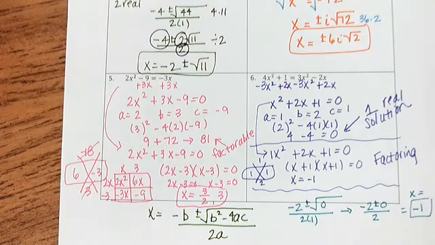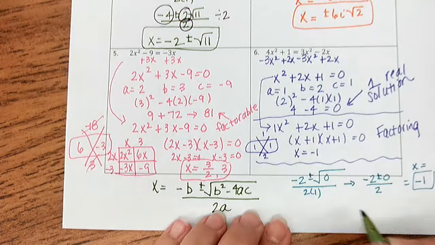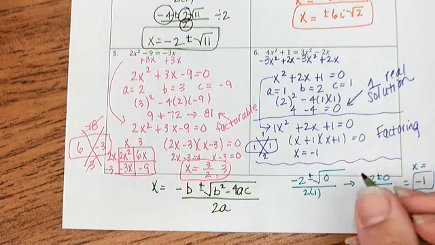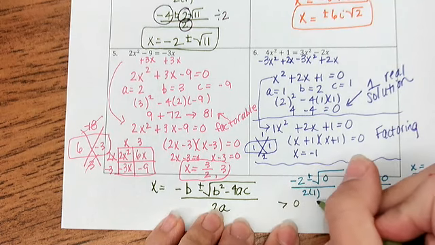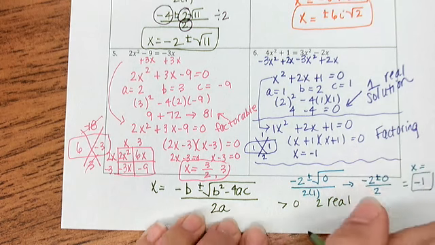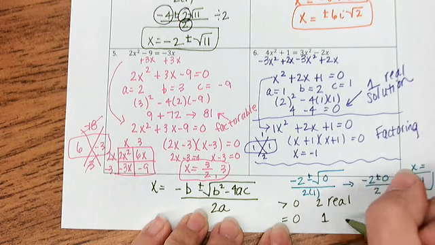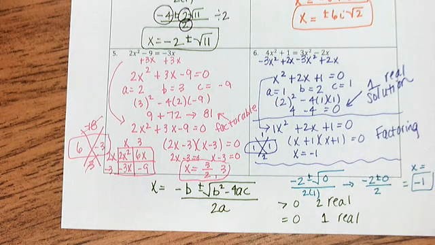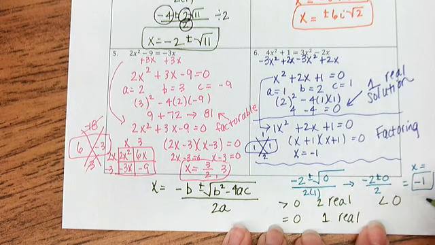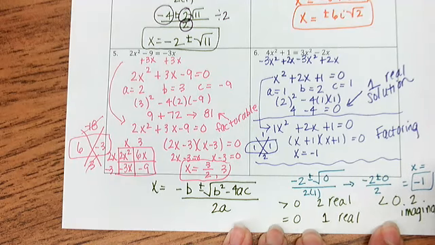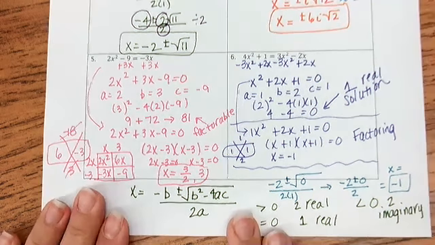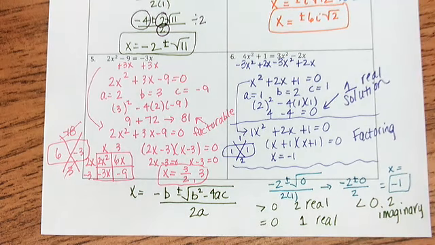Okay, something I should have done at the beginning of the video. That is review the solutions for the discriminant. If the discriminant is greater than 0, 2 real. If it is equal to 0, that's 1 real. And if it is less than 0, 2 imaginary. That is a review of the discriminant, imaginary numbers, and the quadratic formula.